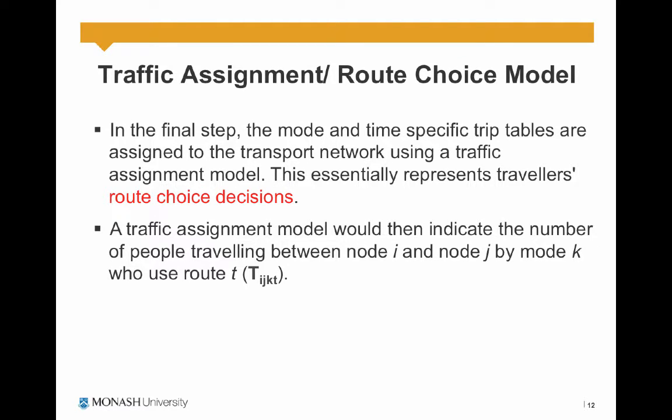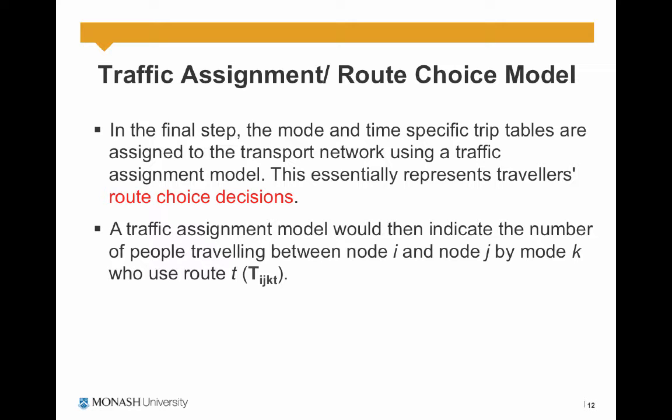The next step in the 4-step travel demand model is traffic assignment, or the route choice model. In this final step, the mode and time-specific trip tables are assigned to the network using a traffic assignment model, which essentially represents travelers' route choice. For example, now that we know a number of trips are going to be made between zone i and j by private vehicle mode, we want to know what route these travelers will take. From there, we can estimate link volumes, congestion on the roads, and travel times.